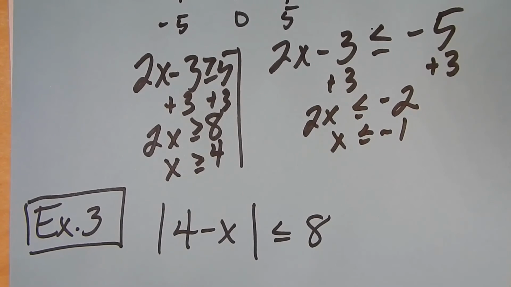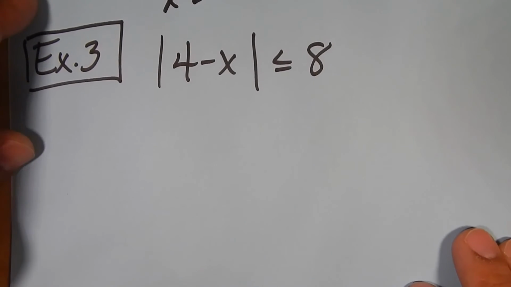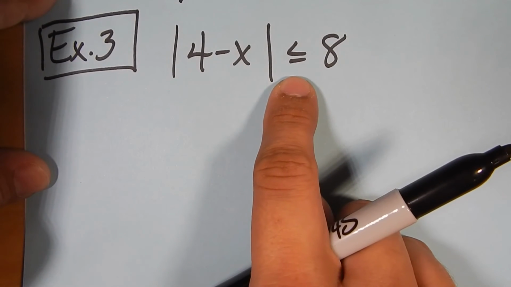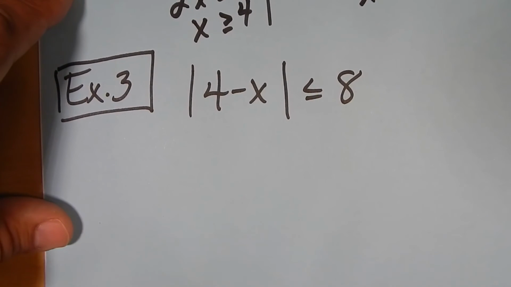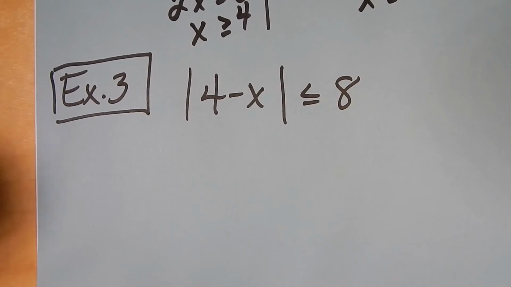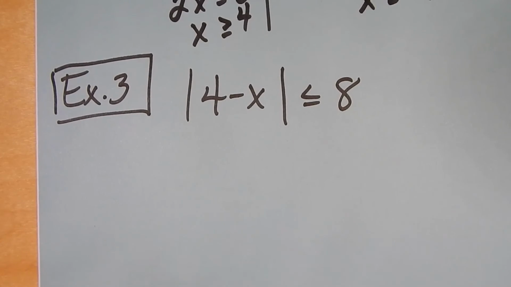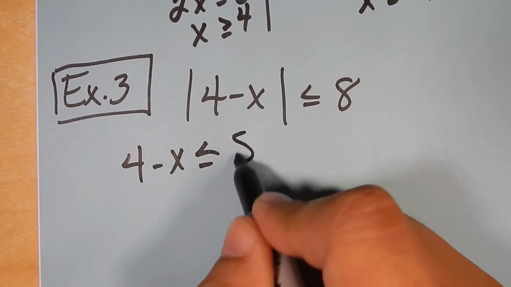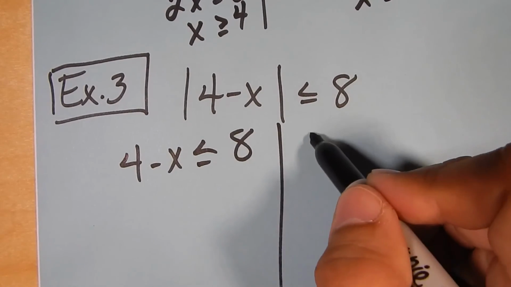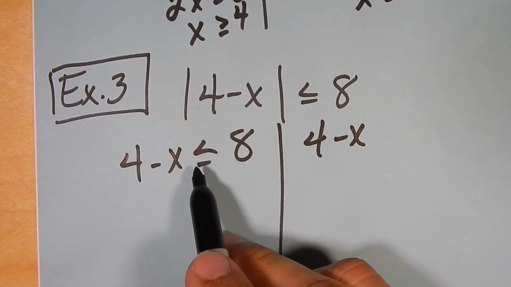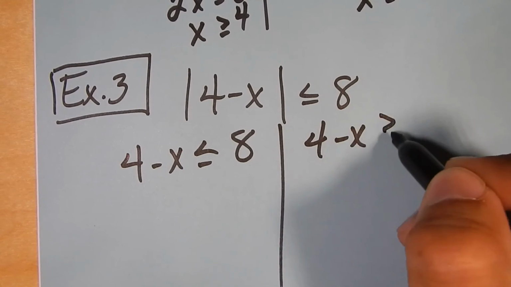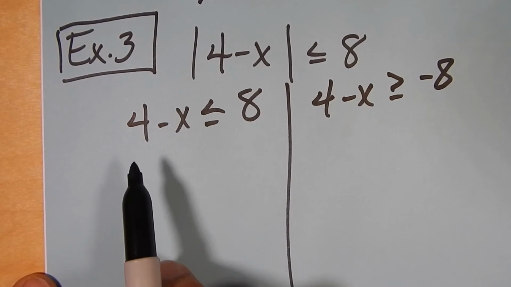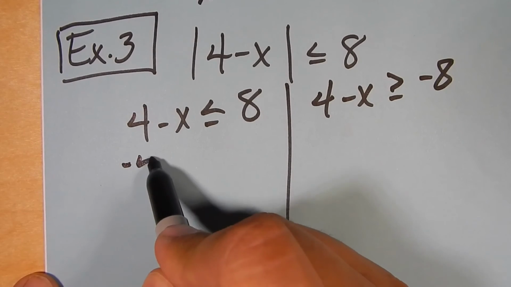Now let's take a look at this. So here we have the absolute value of 4 minus x is less than or equal to 8. So if we want to solve this, we approach it the same way that we did before. We write it without the bars. 4 minus x is less than or equal to 8. And then we've got 4 minus x is, so keep change, so greater than or equal to negative 8. All right, so we're going to subtract 4.